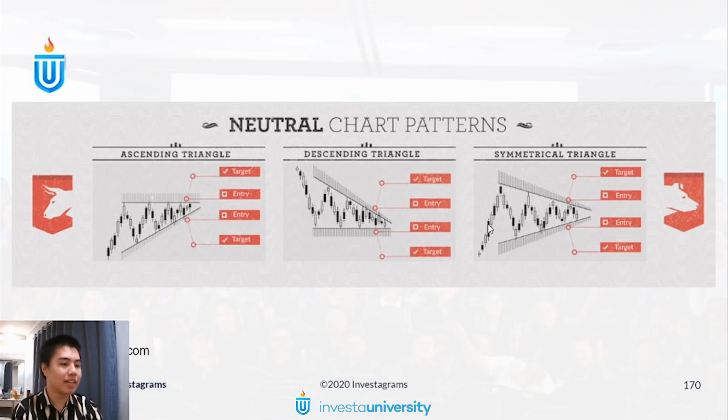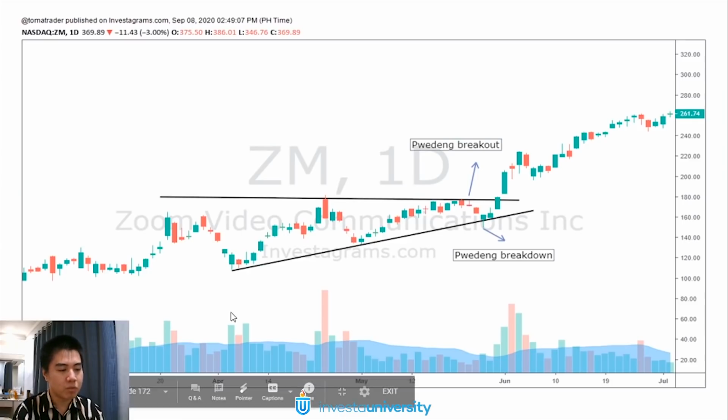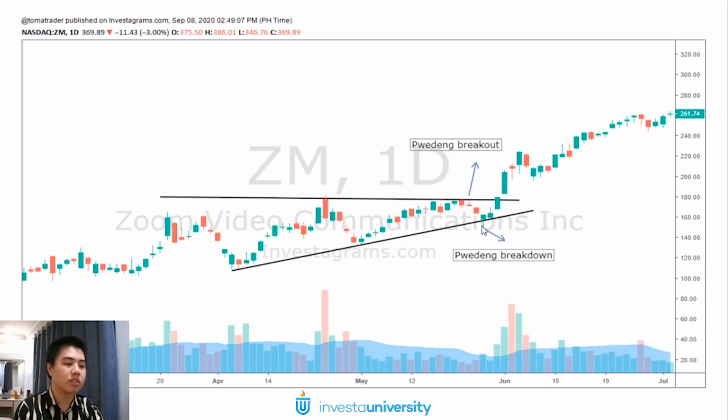Right? And then next, we have the neutral chart patterns. These can be bearish or bullish, depending on where the price goes, right? The ascending triangle, descending triangle, and symmetrical triangle. So first, the ascending triangle, this is more on the bullish side. Why is it neutral? Because two things can happen. It can break down through the uptrend line, or it can break out through this resistance.